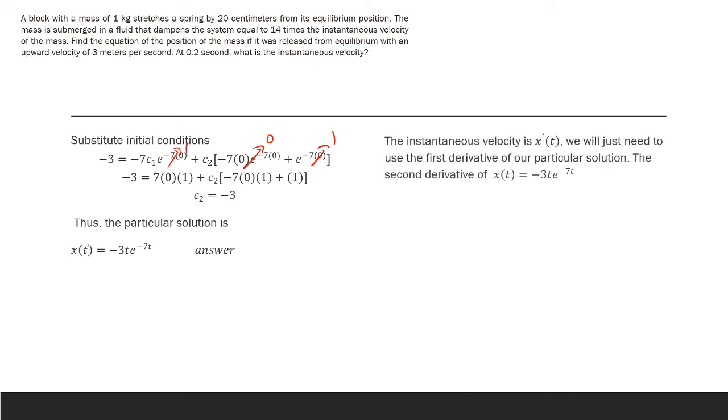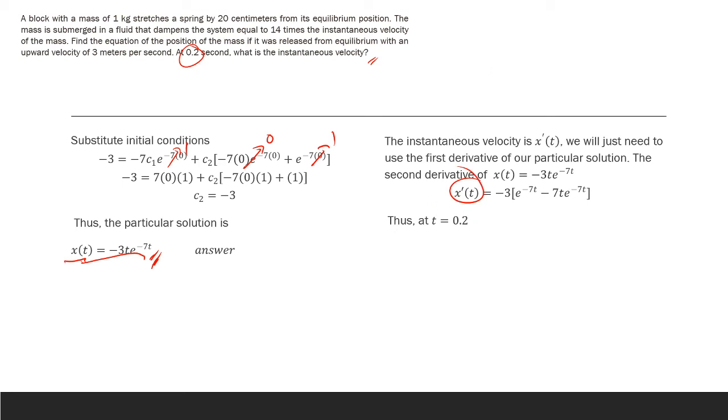So, we just substitute. However, take note that we are looking for the instantaneous velocity, so we can't simply substitute here. If I substitute 0.2 into this equation, I get the displacement, not the velocity. To get the velocity, we need to take the first derivative of this equation. The term t e raised to negative 7t is again a product. So, x prime of t is negative 3 e raised to negative 7t minus 7t e raised to negative 7t. This is now our equation for velocity.